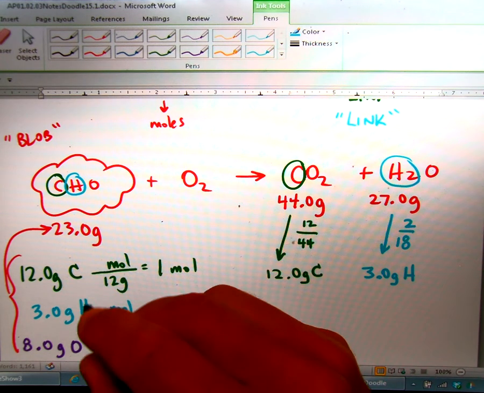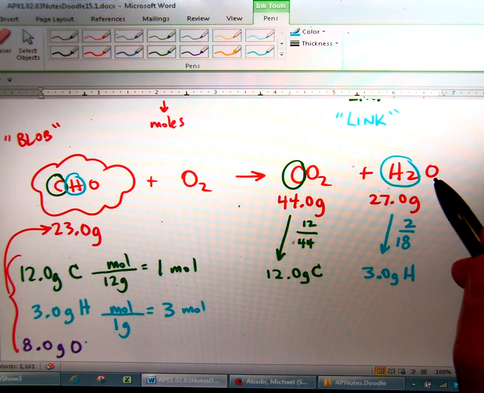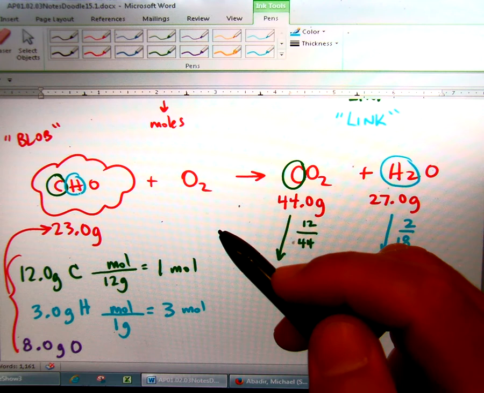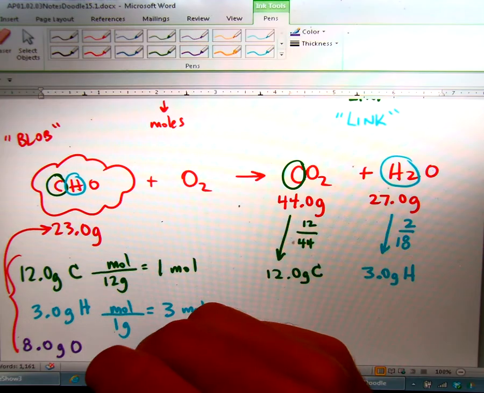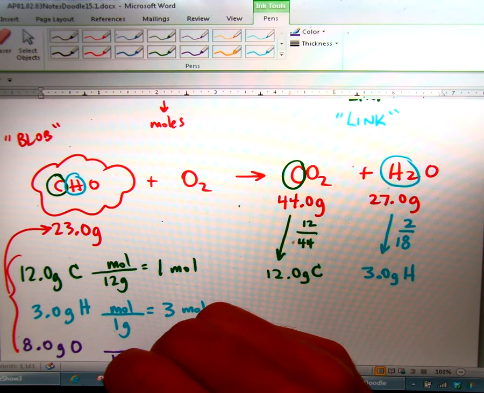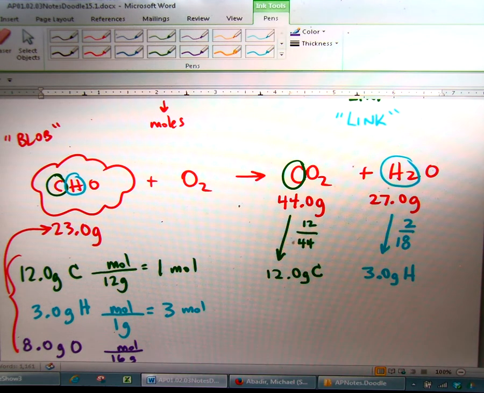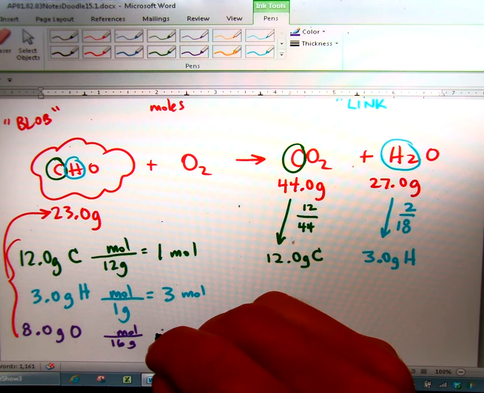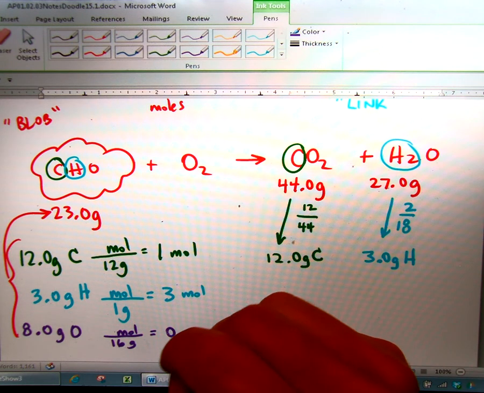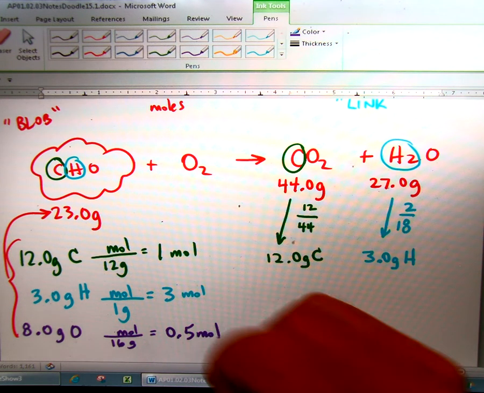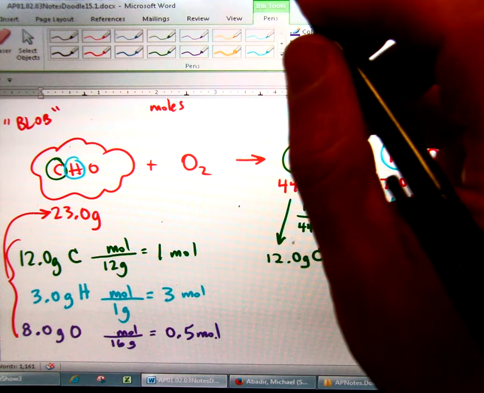Notice I'm just using H, not H2, because H2 is when it's by itself. It's in a compound here, so we're not using diatomic hydrogen. Same thing with oxygen, we're using 16 because it's in a compound, it's not by itself O2. And 8 over 16 is 0.5 moles. I bet you didn't think you could do this without a calculator, but you can.